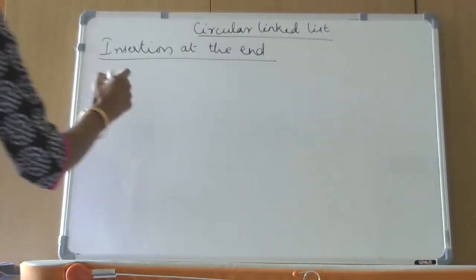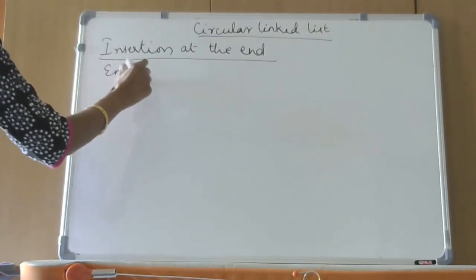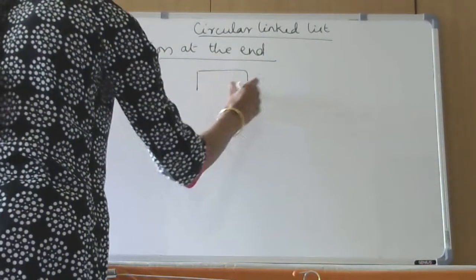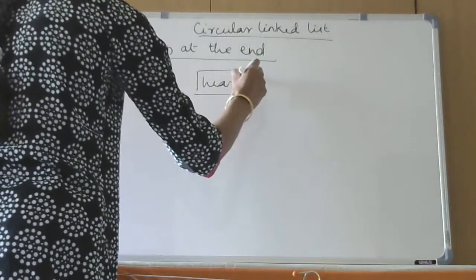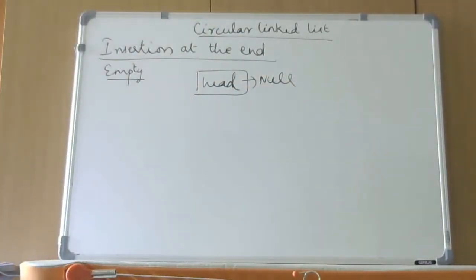The first condition that we are going to check is whether my linked list is empty. If my list is empty, that means you have a pointer head, and this pointer is going to point to null. That is how we try to check: if head is equal to null, that means it is empty.